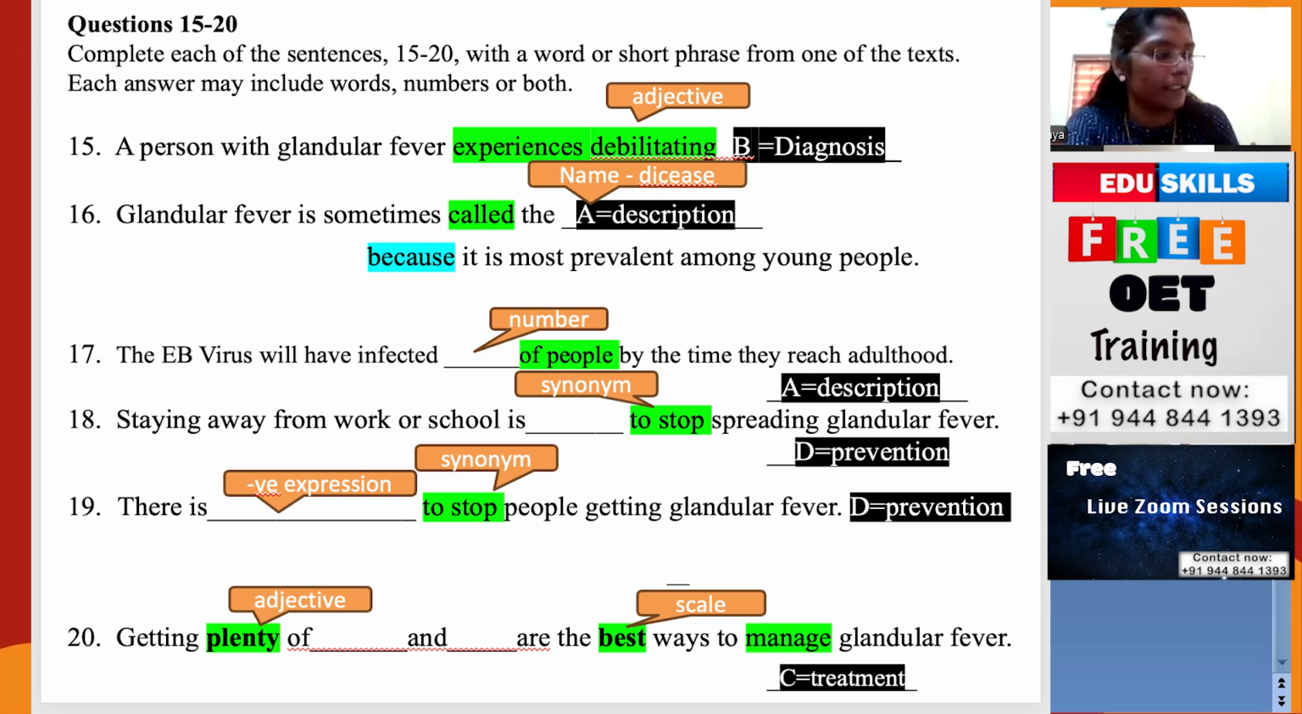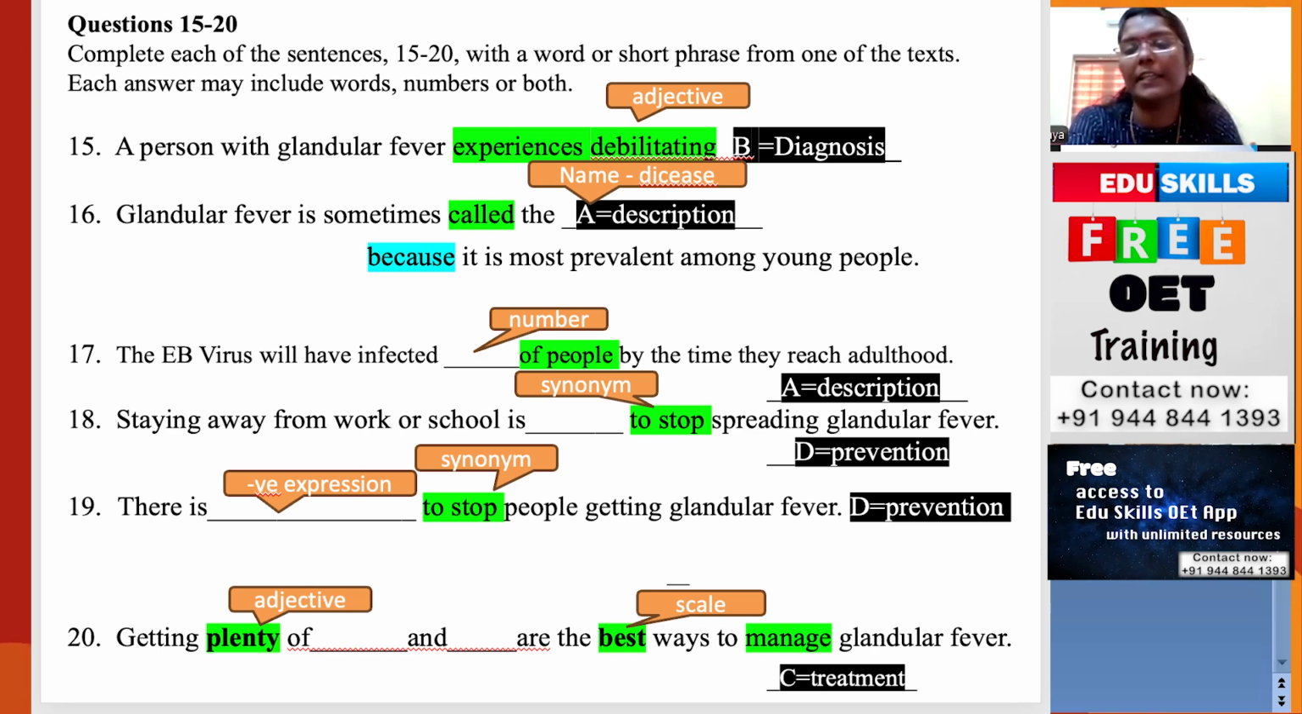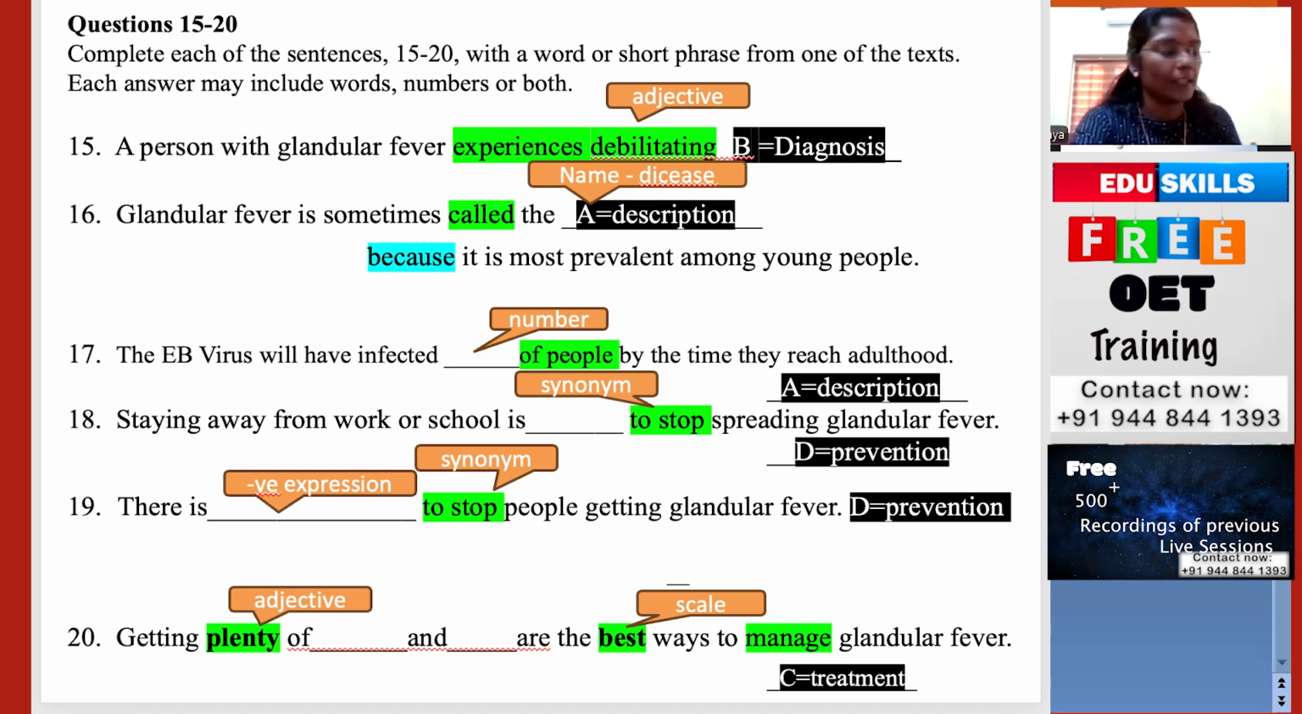Text A, the third question. In the time it takes for glandular fever to fully develop. What is the synonymous expression of fully develop? Incubation period. In the last portion we can see the incubation period is 30 to 50 days. We have already underlined the 30 to 50, and beside that we can see the incubation period. Got it? Yes, sister. Then the next question.